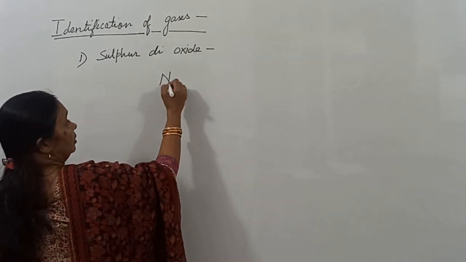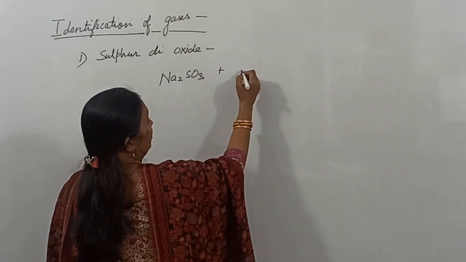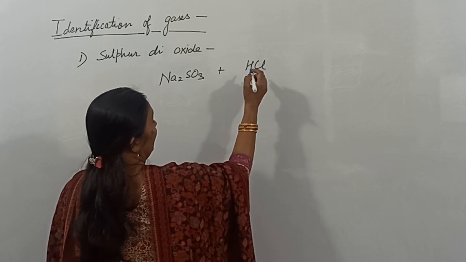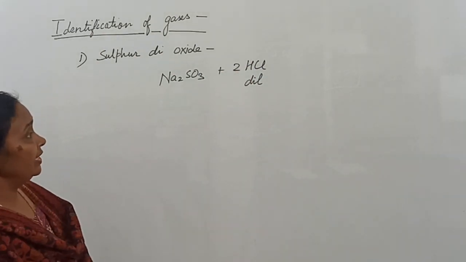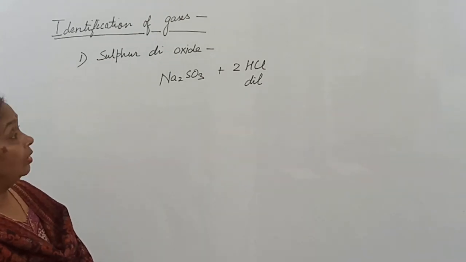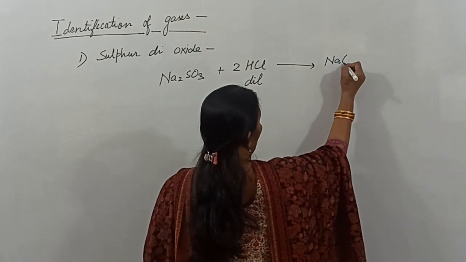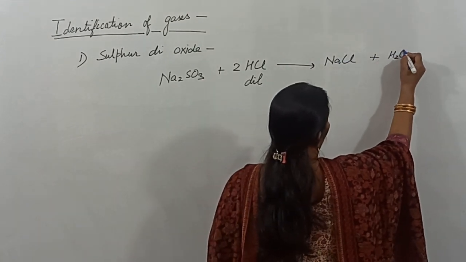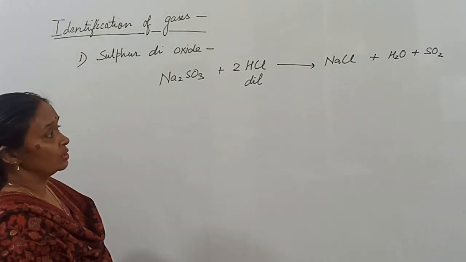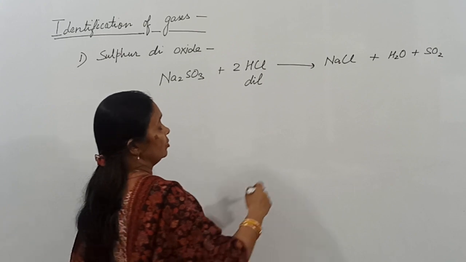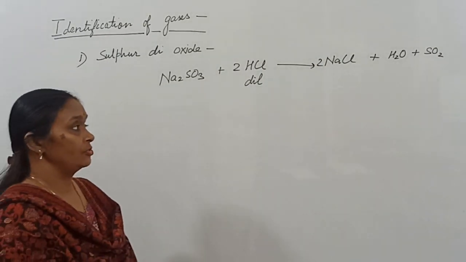Suppose we have sodium sulfite, Na2SO3, and we make it react with any acid like dilute HCl. When sulfites react with dilute acids, we get salt plus water and sulfur dioxide gas. This is how sulfur dioxide is produced. If we balance the reaction, it will be 2NaCl + H2O + SO2. This is the balanced reaction.